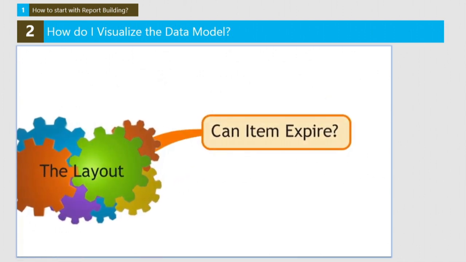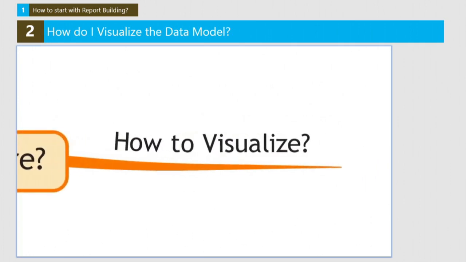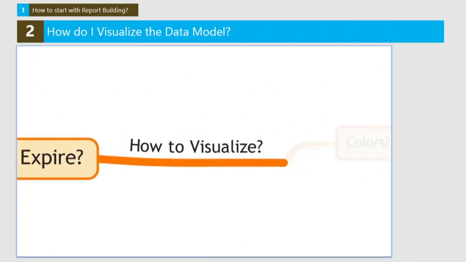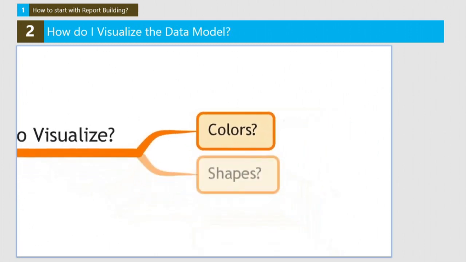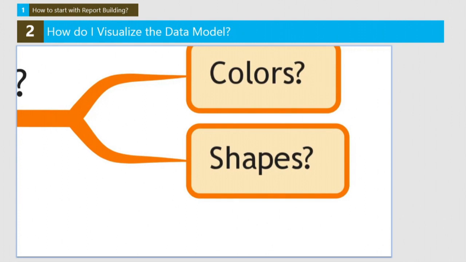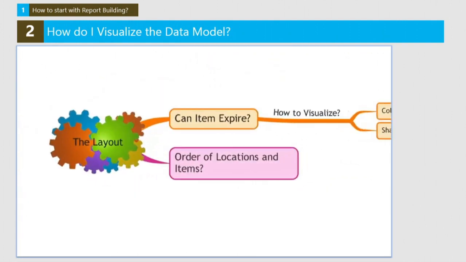Do I need to take into account that an item can expire? And if yes, how am I going to visualize this? Am I going to use colors, for example? Or am I going to use shapes? Because shapes is very important.